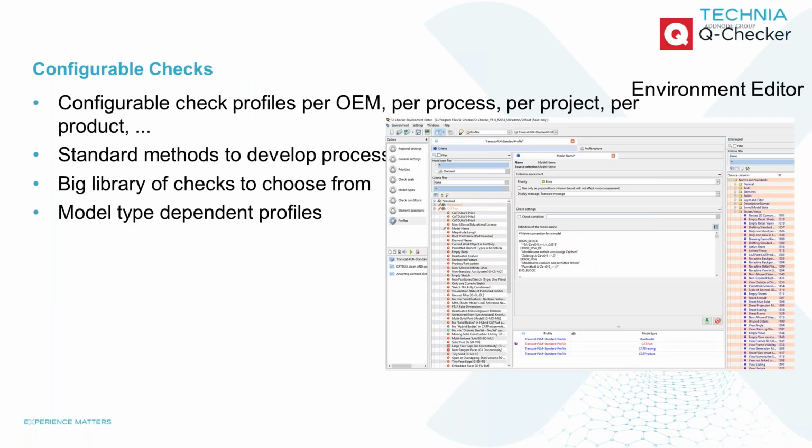The checks are configurable per OEM, per process, and per project. So standard method checks are used to develop the process. This is the window for the QChecker environment editor, where the profile can be created and run on multiple models. There is a big library of checks to choose from, and model type dependent profiles. We'll see in the demonstration how we can create the check profile and how it can be used for your models.